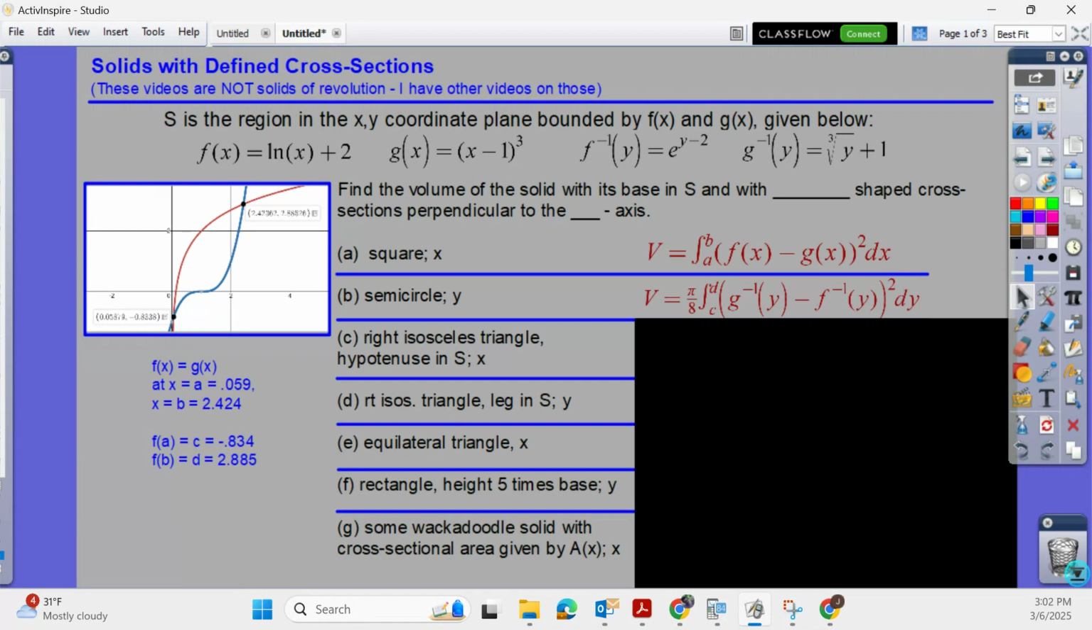Now, in this video, we're going to look at the next couple, looking at some different triangle cross sections. So first, what do these look like?